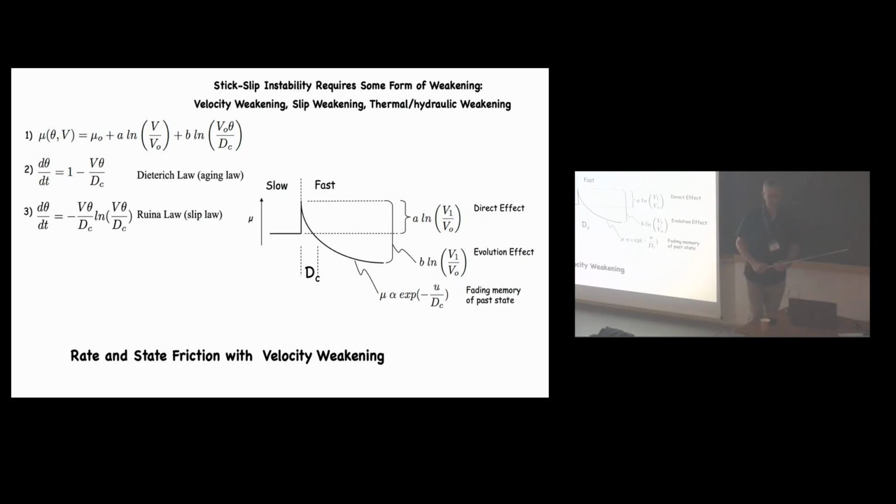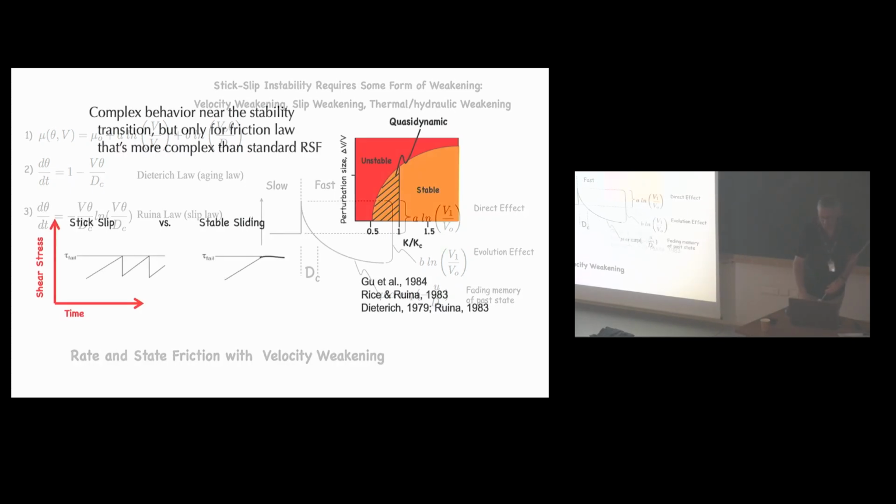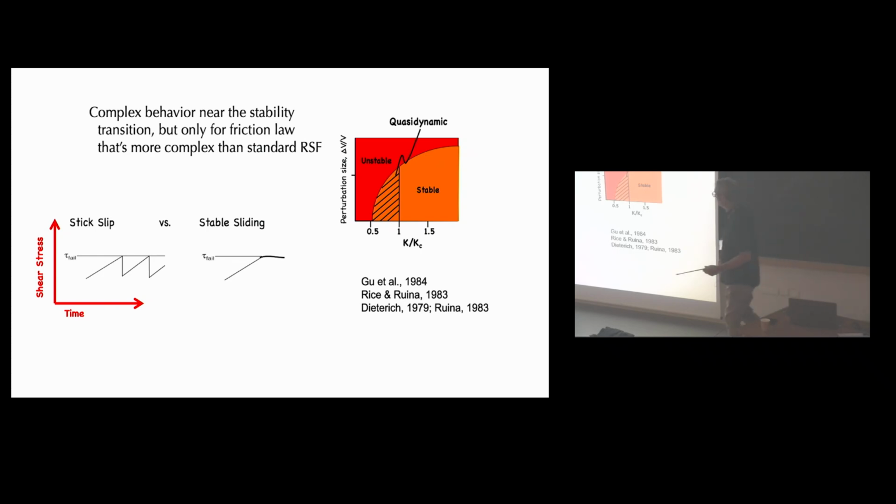This is showing rate and state friction with velocity weakening. And now I want to go back to this. And now I want to talk about this idea that there's complex behavior that was in this paper by Gu et al. This is a little bit of a codicil. I don't know if you know a lot about this already. In fact, you don't get that complex behavior unless you use a little bit more sophisticated law than the one I just showed you. There's not enough in that law to produce this. You need something else.